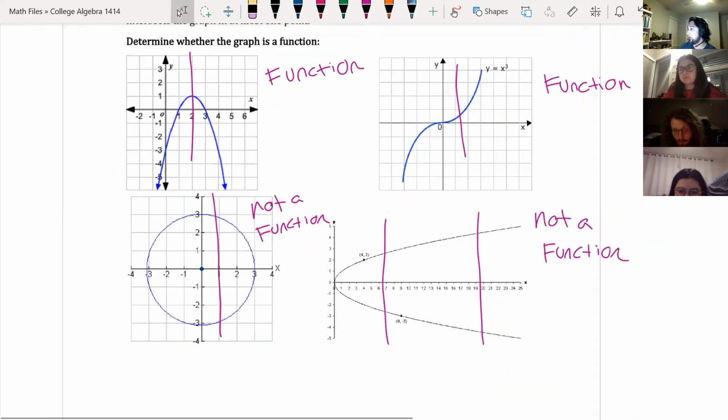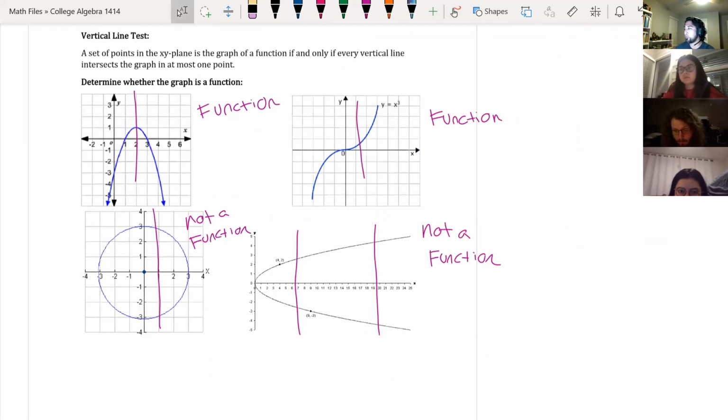Oh man, that was easy, right? So if you're ever given a graph that could possibly represent a function, use the vertical line test to see if it's an actual function.